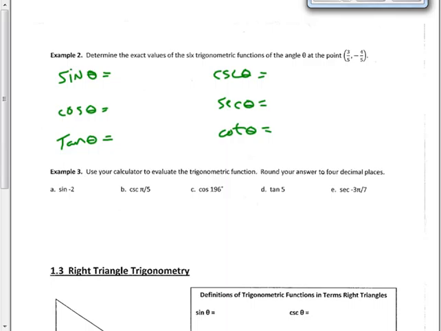On the back here, example 2, determine the exact values of the 6 trig functions of the angle theta at the point 3 over 5, comma, negative 4 over 5. There's 2 ways to look at this. One would be that this is x comma y. Okay, so that's the point, and that's fine. You can do that. If you're thinking about it being in the unit circle, then that's okay.